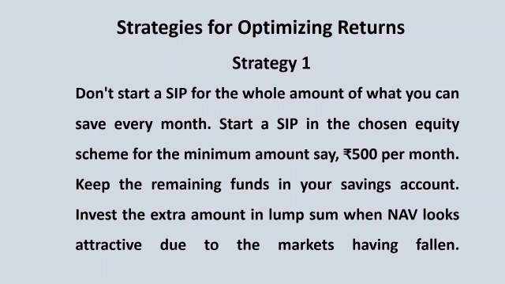Do not start a systematic investment plan for the whole amount of what you can save every month. Start a SIP in the chosen equity scheme for the minimum amount, say 500 rupees per month. Keep the remaining funds in your savings account. Invest the extra amount in lump sum, when NAV looks attractive due to the markets having fallen.